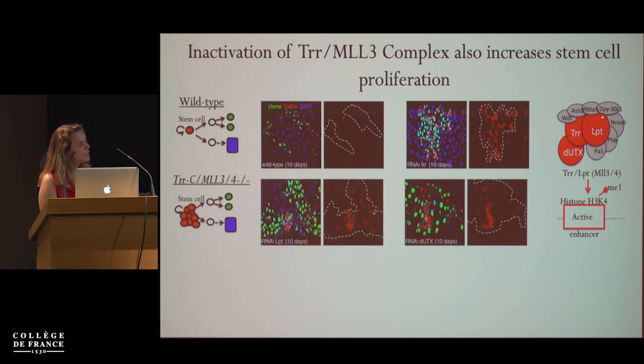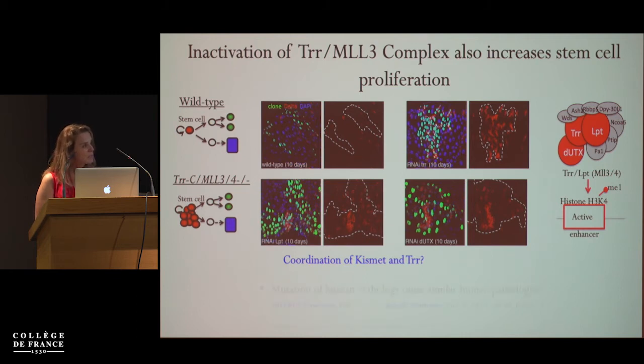So what we did was to test the inactivation of components of this complex, which is shown here. And what Louis found is that, indeed, if we inactivate this complex, we see a similar expansion of the number of stem cells, which you can see by this red mark here. So we have a very similar phenotype to that we saw through inactivation of Kismet. This led us to wonder whether there may be coordinated action of Kismet and Trithorax-related, at least in terms of some of the downstream targets that they regulate.